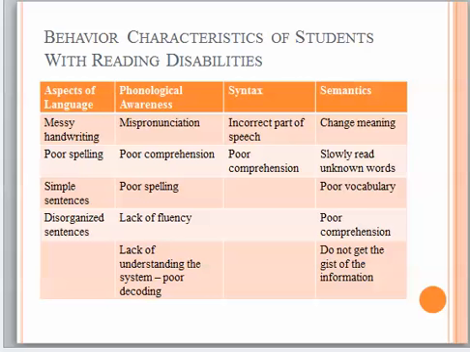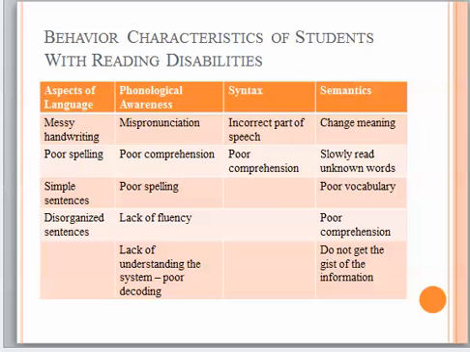A noun goes in the blank and they pick an adjective or an adverb, which is also going to be influenced by that poor comprehension. Semantics has to do with meaning. So when they are reading, they change the meaning because they're not paying attention to comprehension.